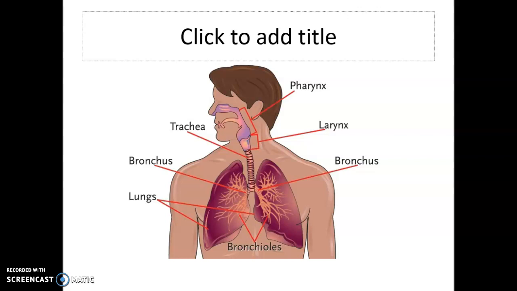It includes our pharynx, which allows passage of air and food. It includes the larynx, which is responsible for speech. It includes the trachea, which is our windpipe, which brings oxygen into the lungs. It includes the bronchus, which you'll see are those big, like tree trunk passages into the lungs. And then it also includes the bronchioles, which are those tiny little fingers that shoot out from the big trunks of the bronchus.